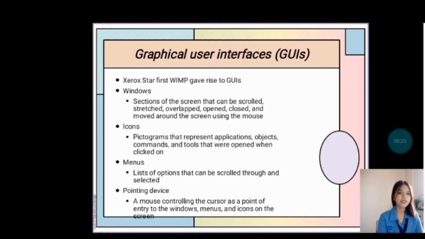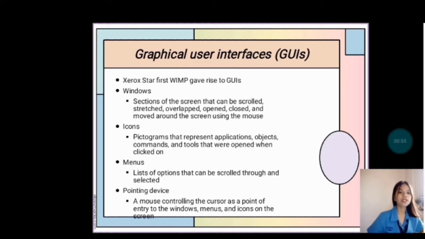Graphical user interfaces. Xerox Star, the first WIMP, gave rise to GUIs. The original GUI, or graphical user interface, was called a WIMP: windows, icons, menus, and pointer. The graphical user interface is a very friendly way for people to interact with the computer because it makes use of pictures, graphics, and icons.